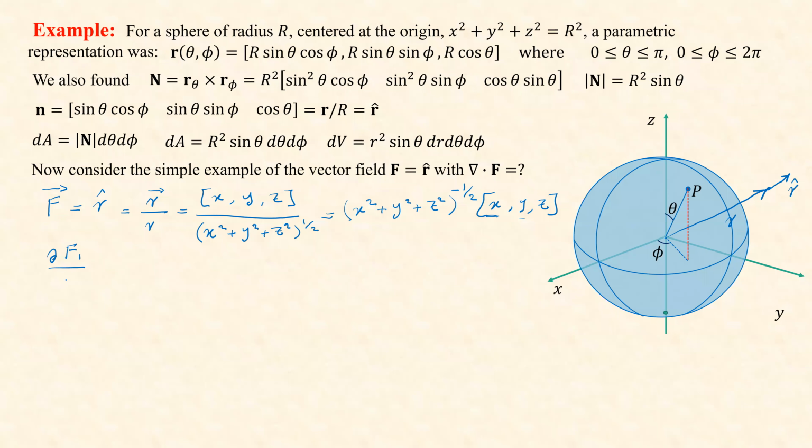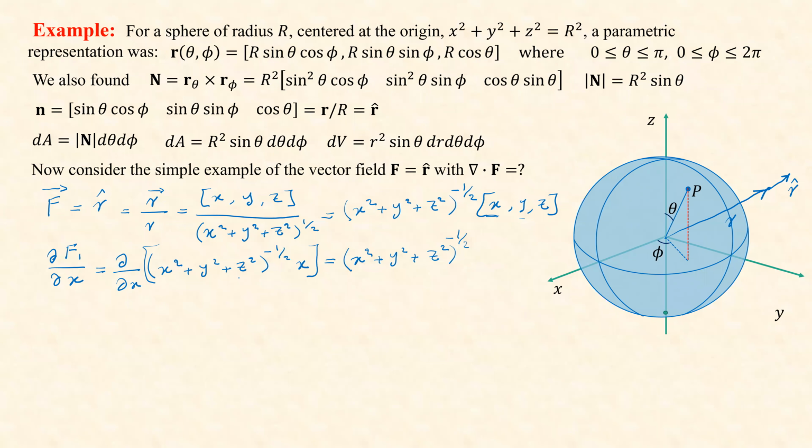Partial of f_x, or f1, with respect to x is partial with respect to x of (x squared plus y squared plus z squared) to the power -1/2 times x. And this is a product, right? We use the product rule for differentiation. It becomes partial of x with respect to x times that, which is just (x squared plus y squared plus z squared) to the power -1/2, plus the x times the derivative of the other side.